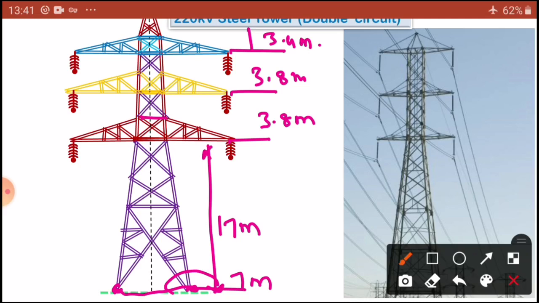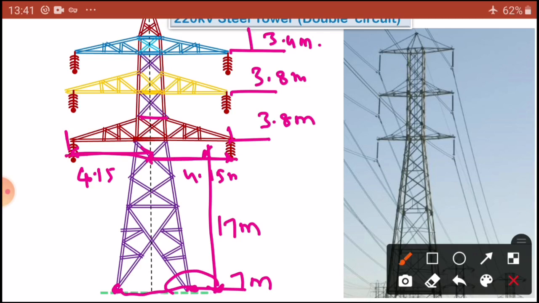Now the total horizontal length, from this place to this place, is 4.15 meters from the center. Similarly here also, 4.15 meters. Total length is 8.3 meters, from this place to this place. So each half-length is 4.15 meters.